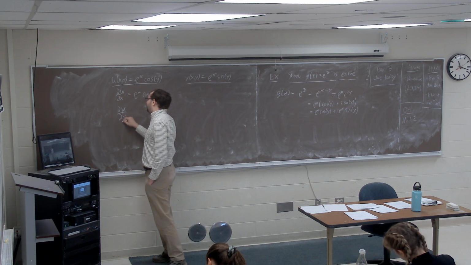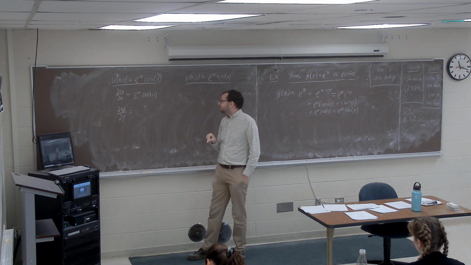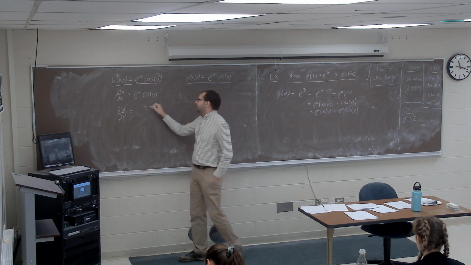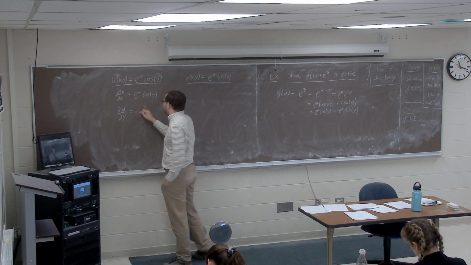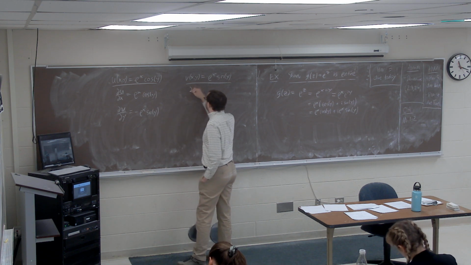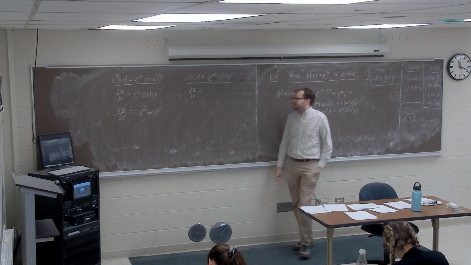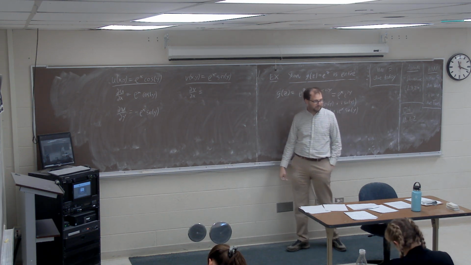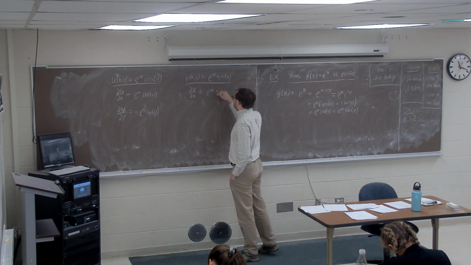But Katrine, how about del u del y? Negative e to the x sine of y. Bingo. You get e to the x times negative sine of y, which is negative e to the x times sine of y. And del v del y?